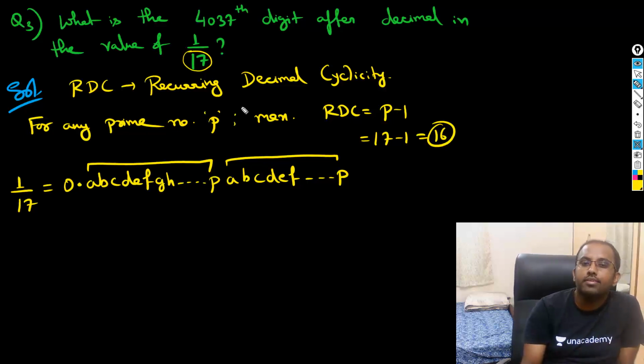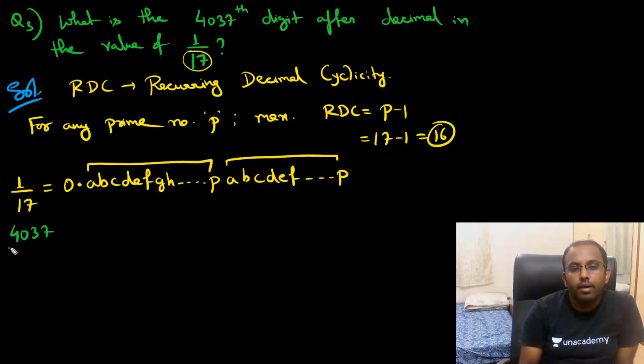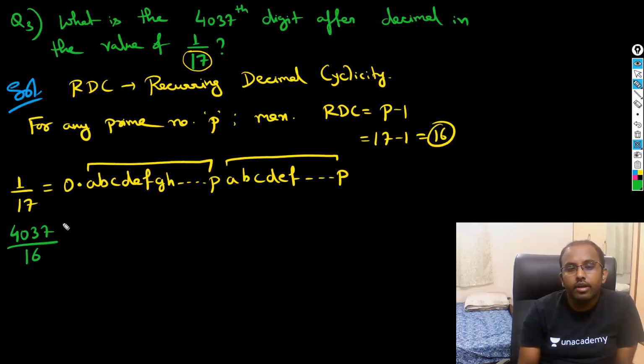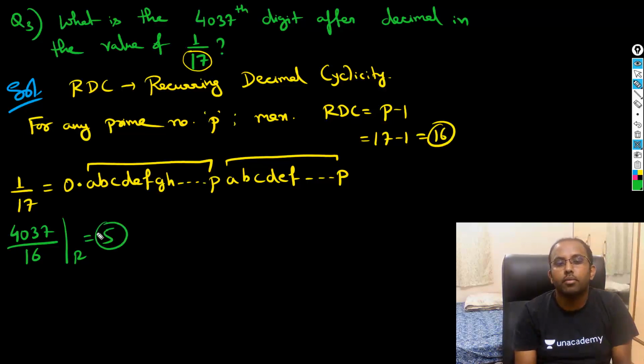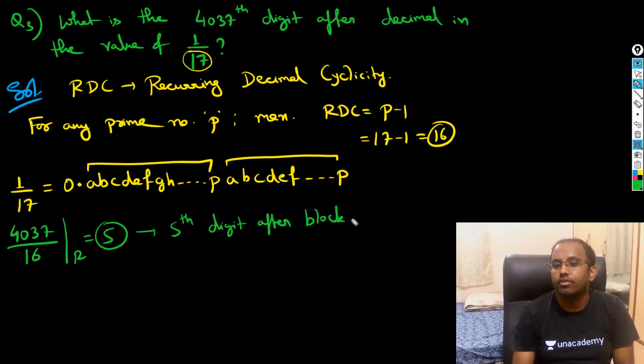We want here the 4037th digit. So if I divide 4037 by 16, the remainder will be 5, I think, right? 16 into 4032, yes. The remainder is 5. So basically, after the blocks of 16 are finished, I'm looking for the 5th digit.